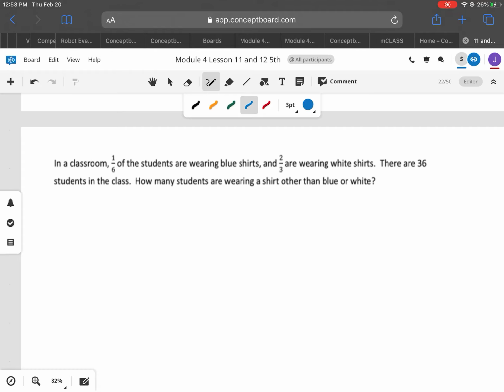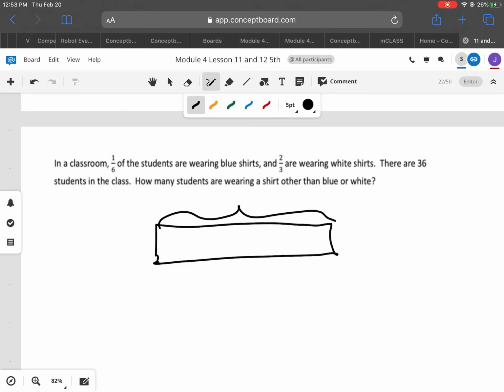I'll go all the way through. In a class, 1/6 of the students are wearing blue shirts and 2/3 are wearing white shirts. There are 36 students in the class. Boom, 36 students in the class. 36. Okay, how many students were wearing a shirt other than blue and white?